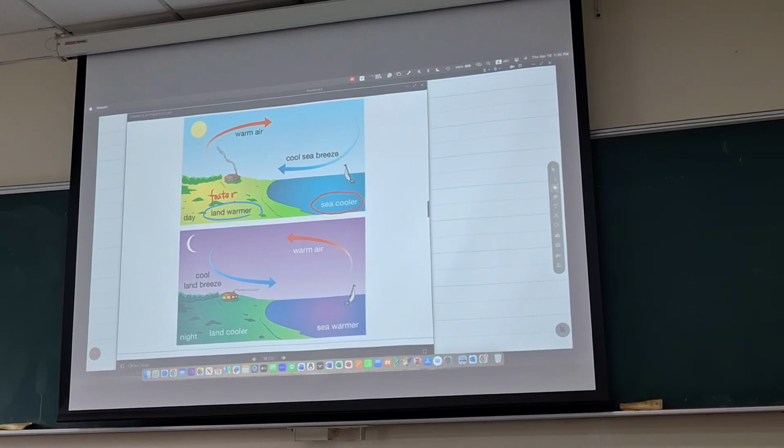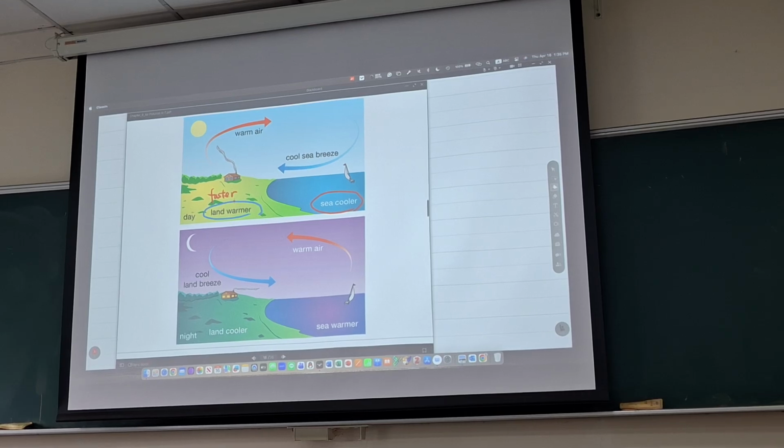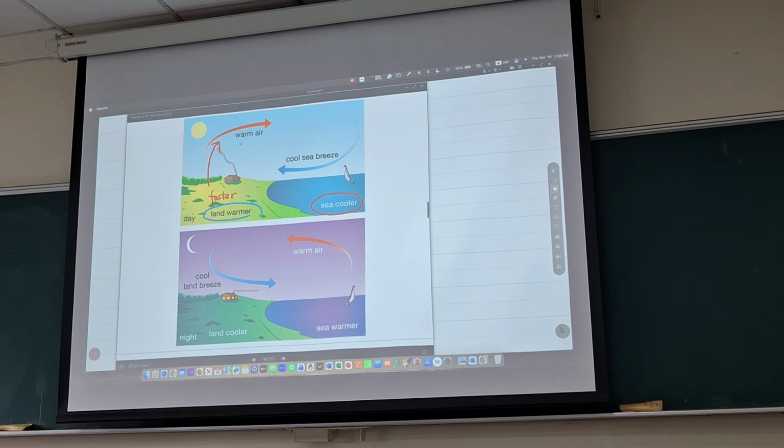Than the sea. As a result, the warm air rises, right? The air above the land becomes warmer. What does this mean? The air becomes warmer, that means the density decreases. Less dense, right? The density decreases and the air rises.